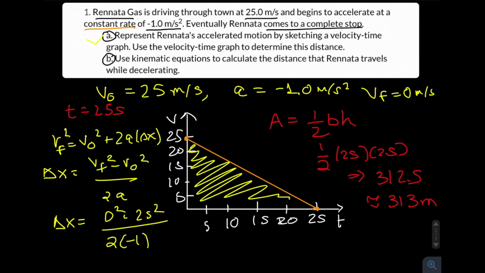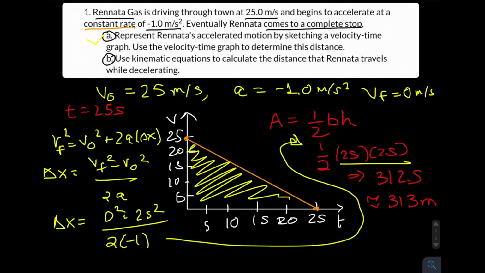And if you think about it, our 1/2 times base times height is essentially the same thing here, because what we're going to get is 25 squared over -2, or 25 squared over 2, which is the same thing that we have here, 25 squared times 0.5. So our displacement is also going to be the exact same thing. So that's just proving the point.